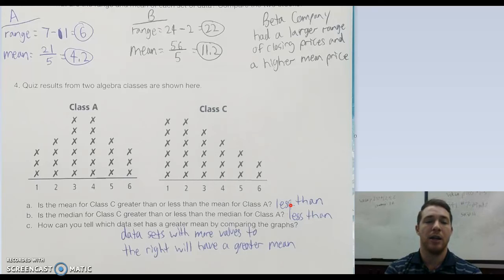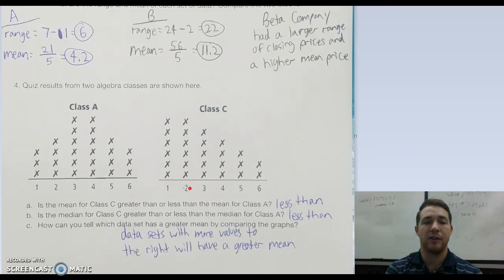So we can tell that the mean for Class C is going to be less than Class A because we have more scores that are lower in this range. And Class A, we can see it's more evenly distributed. Same thing for the median. If I was trying to find the median, it would be halfway in between basically for Class A.